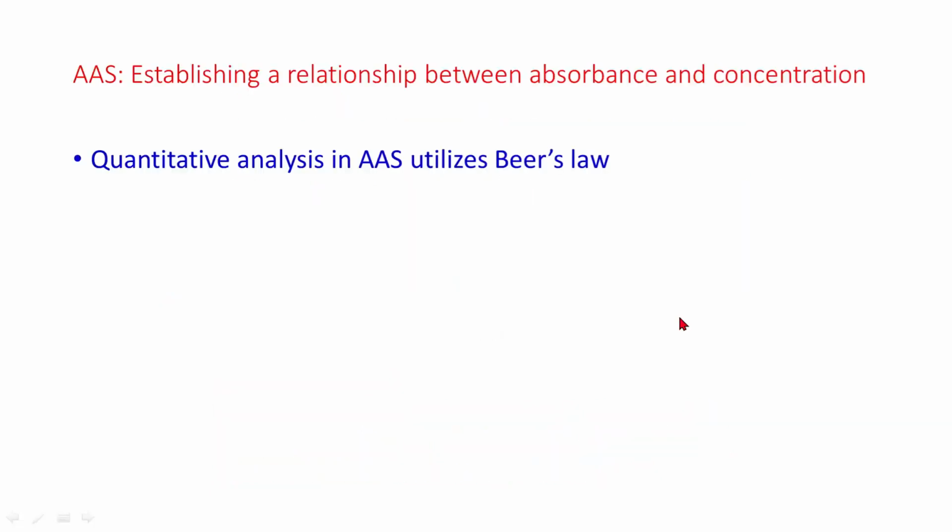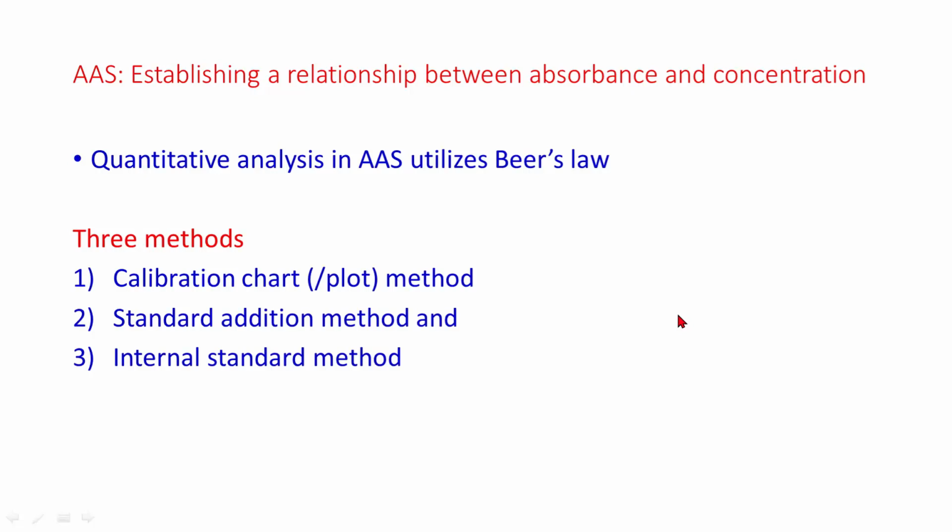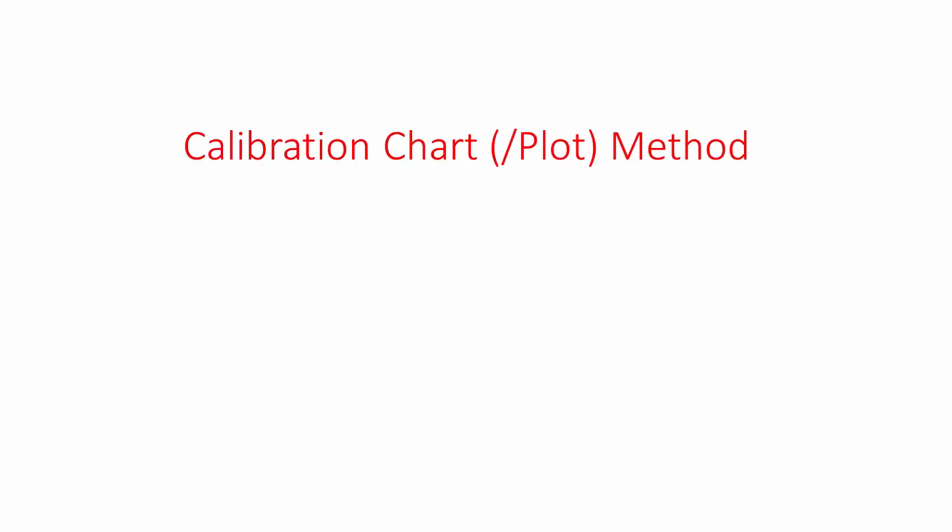Quantitative analysis in atomic absorption utilizes Beer's law. There are three methods: calibration chart method, standard addition method, and internal standard method. In this session, we will discuss calibration chart method for quantitative analysis.